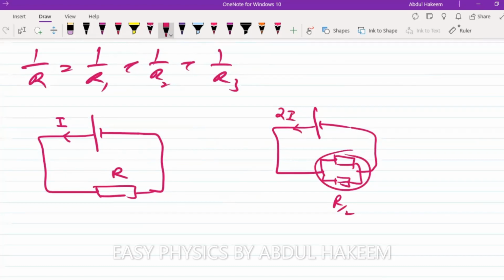This doubles the current, but each resistor will get the same current I, and the current is added due to the parallel combination.